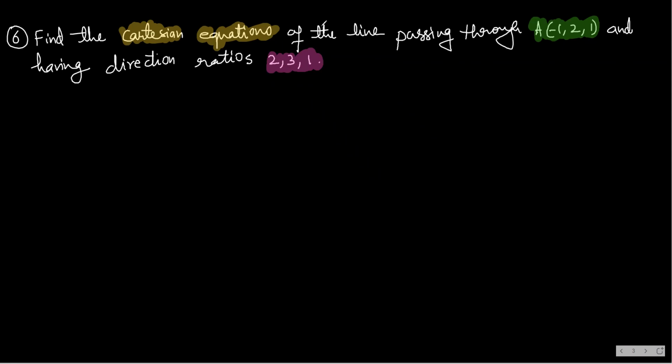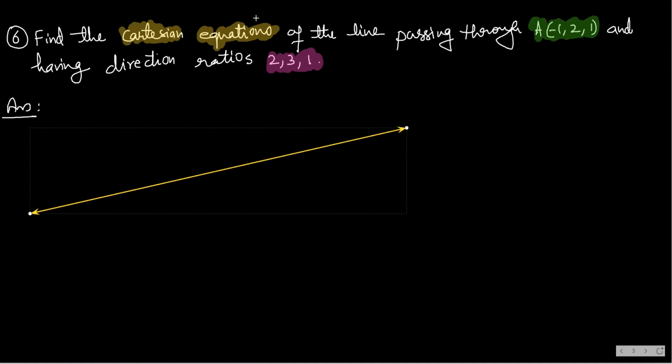Okay, so here I will start writing the answer. Let me draw the line first. So here you have a line and one point of the line they give as A (minus 1, 2, 1). I write here: given A (minus 1, 2, 1) is a point on the line.